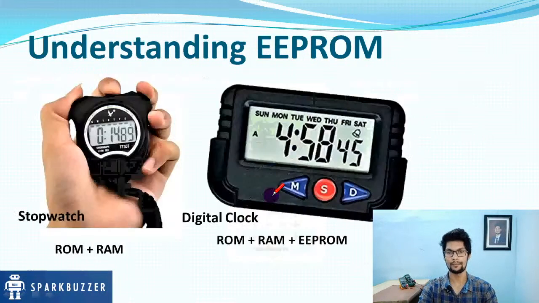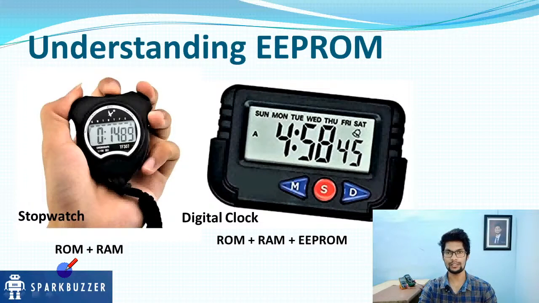So here is one more example to clear your doubts. Here the programming sketch is stored in the ROM, and the manipulating values are stored in the RAM, right? This stopwatch resets to 0 if powered off, and in this digital clock the alarm and timing settings are stored in the EEPROM memory.